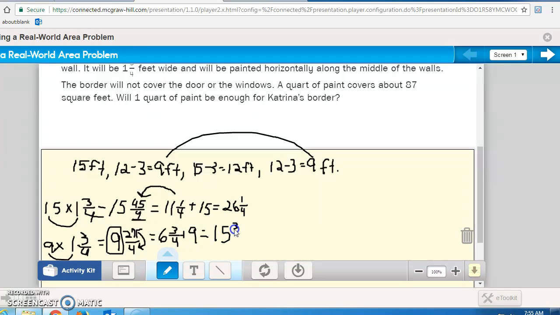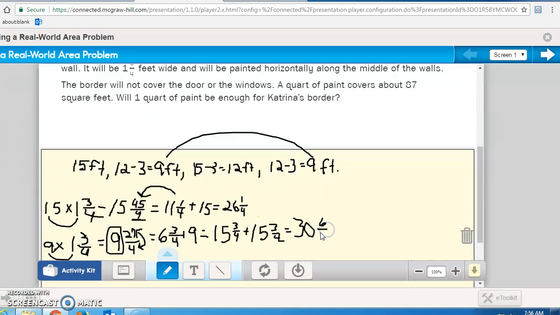But remember, I have 2 walls that will need that. So I'm actually going to need to add 15 3/4 twice. That comes up with 30 6/4. 15 and 15 is 30. 3 plus 3 is 6.